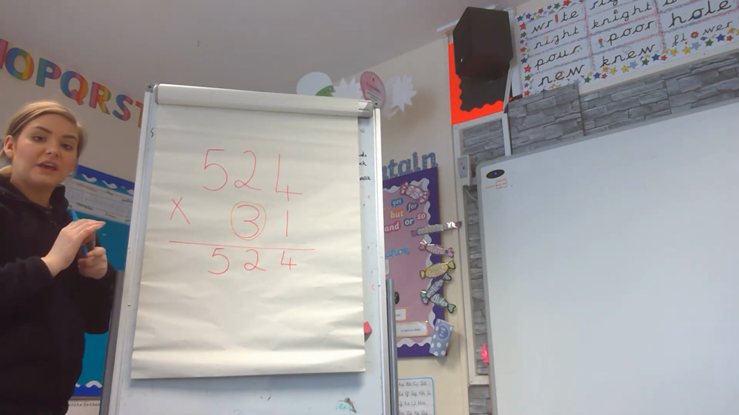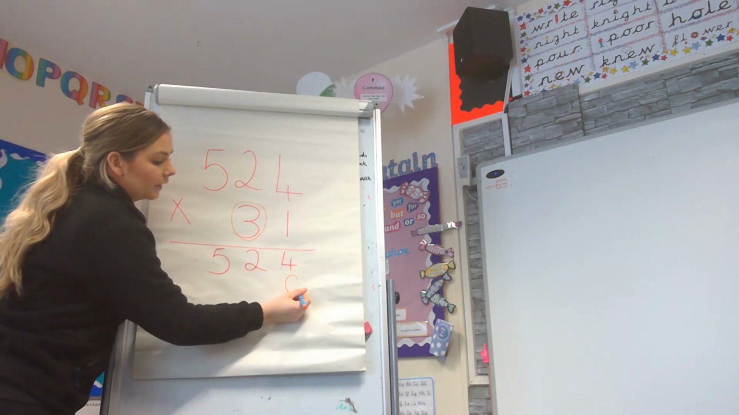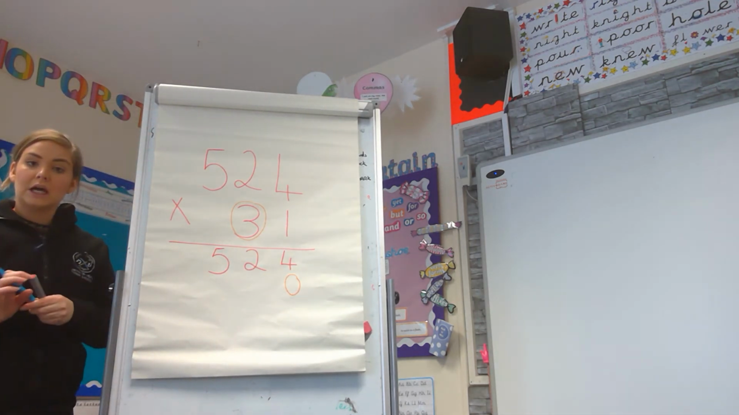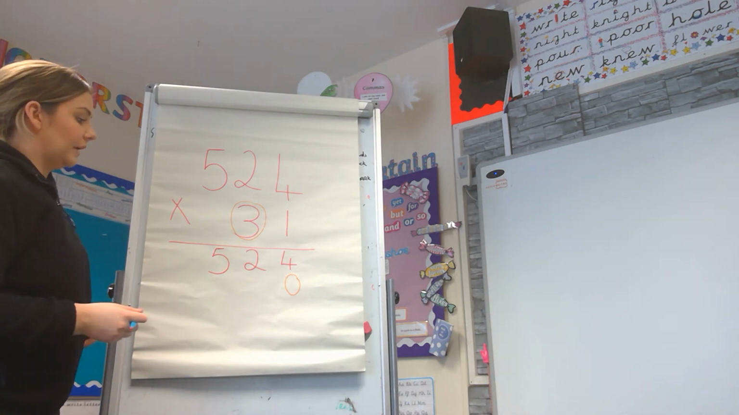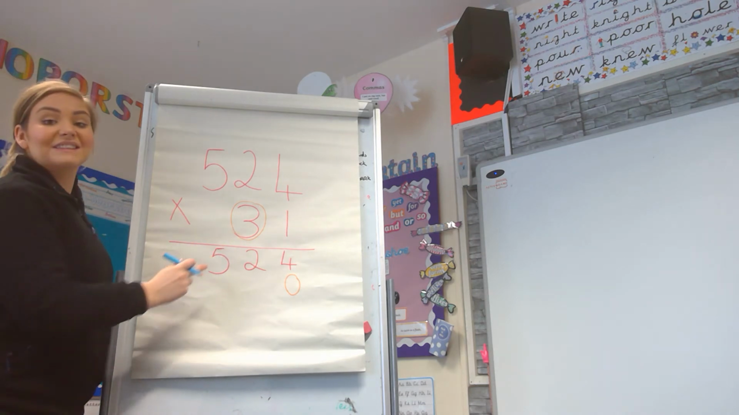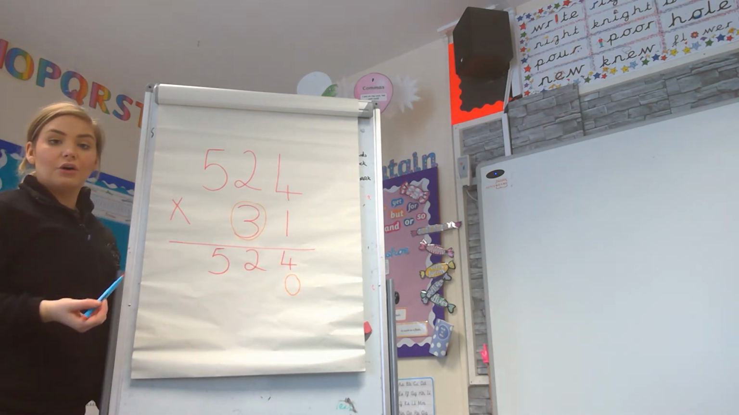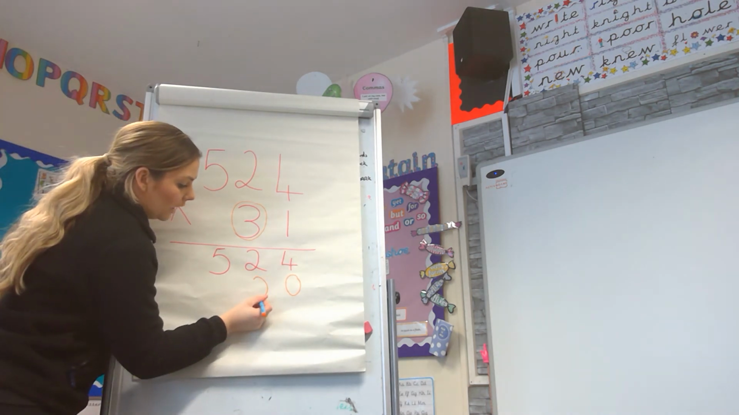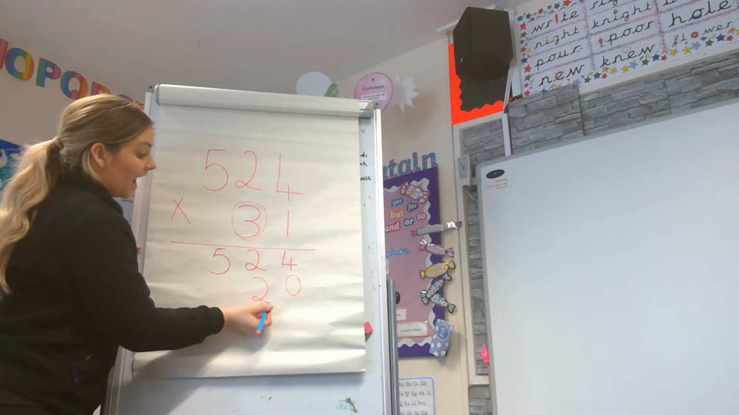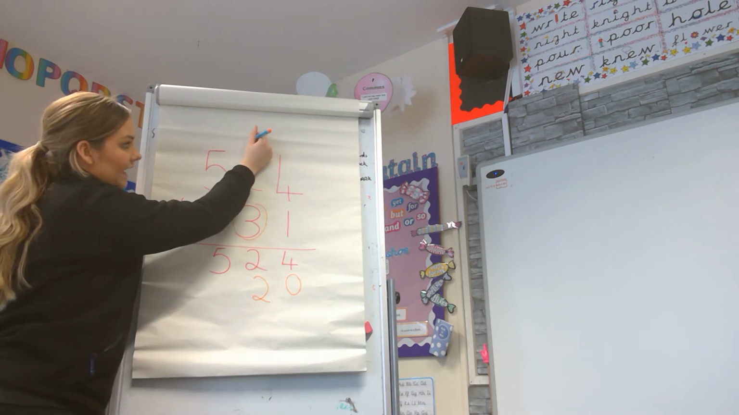Then I can have a look at timesing by my tens digit now. To do this, I need to put a 0 in my ones column as a placeholder. So that's the first step I'm going to do. Put a 0 in my ones column as a placeholder, because I'm timesing by 10 this time. Right, now I can do 3 times 4. Remember, we learnt 3 times 4 was 12, 2 in the tens column, and I'm going to have to carry my 1 here.